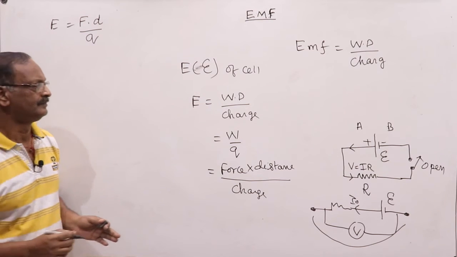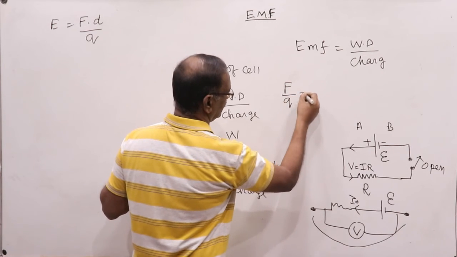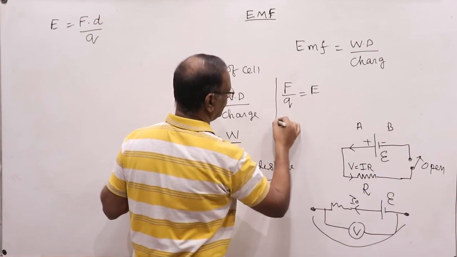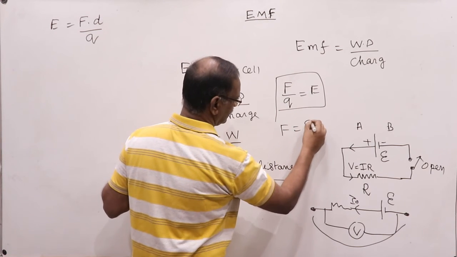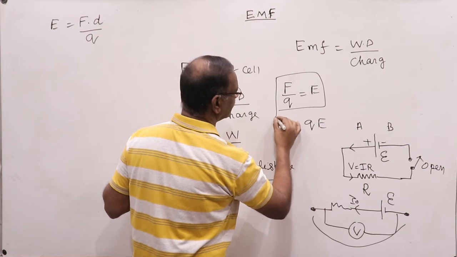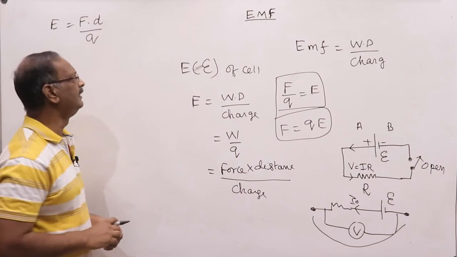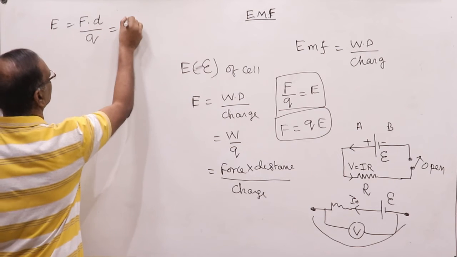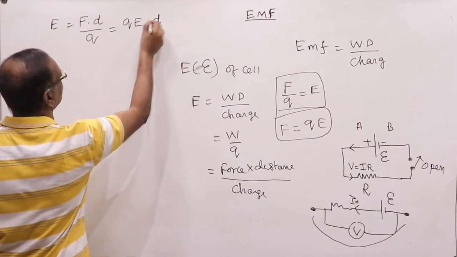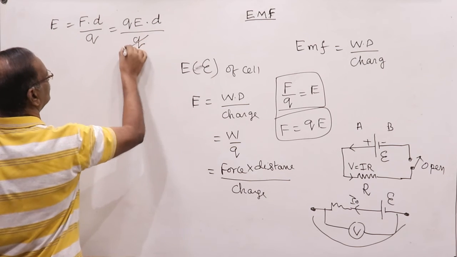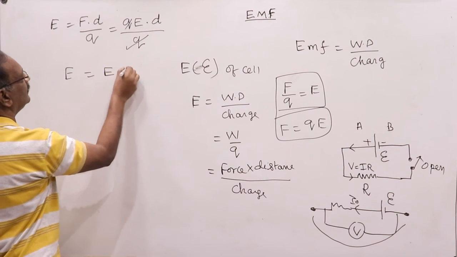We have already studied this in electrostatics. What is force? Force given on a unit test charge is equal to electric field. It means force is equal to charge into E. F is equal to Q into E. So we can represent this as Q into E into D divided by the charge. The charge cancels, so the EMF is equal to E into D.